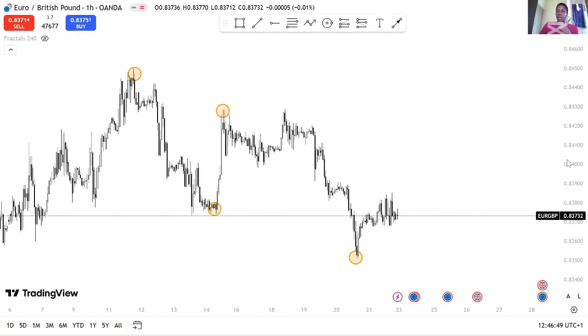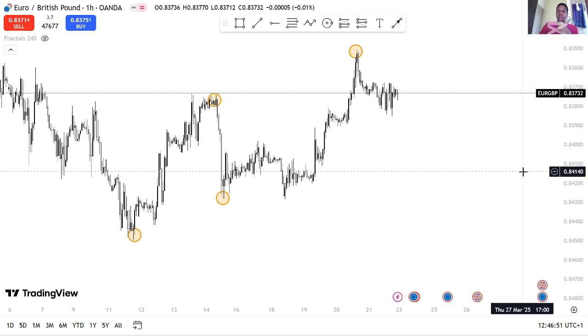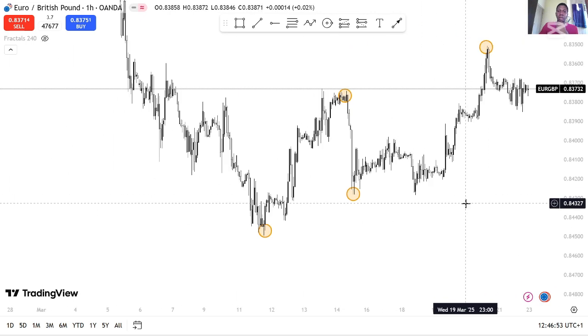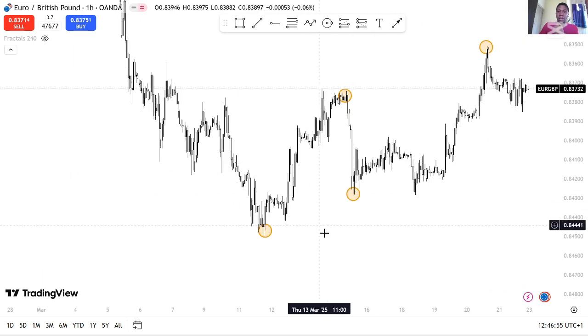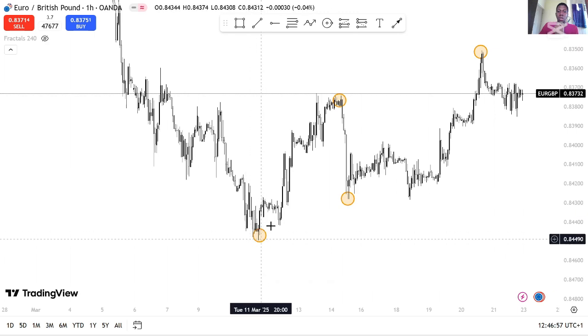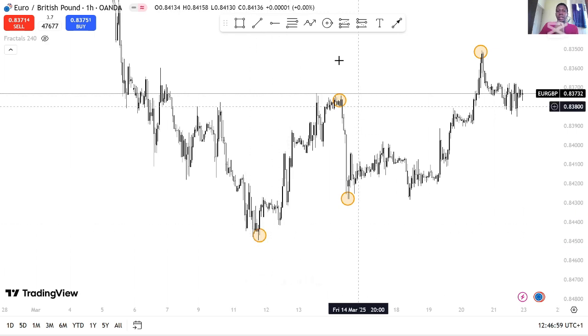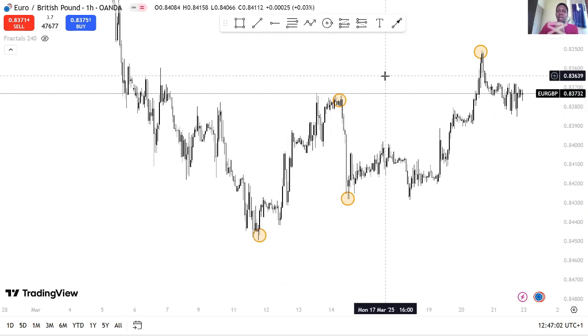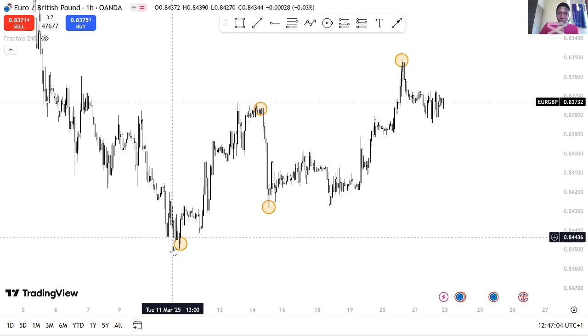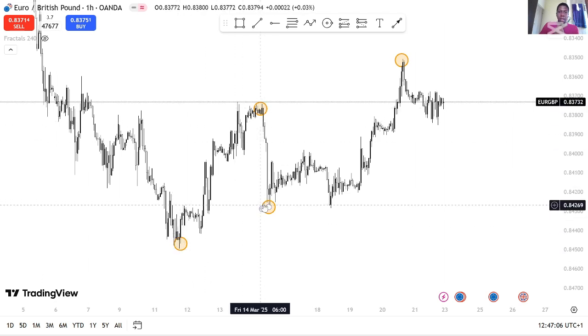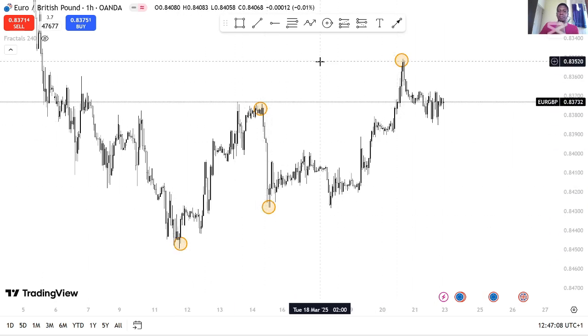The same goes for an uptrend. It's just in the opposite. So the uptrend is characterized by a series of higher highs and higher lows. So the higher low is the lowest point in an uptrend, while the higher high is the highest point in an uptrend. So you can see higher low, higher high, higher low, higher high.